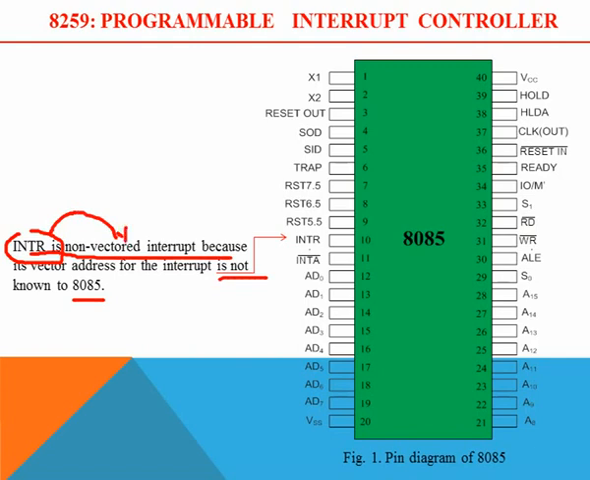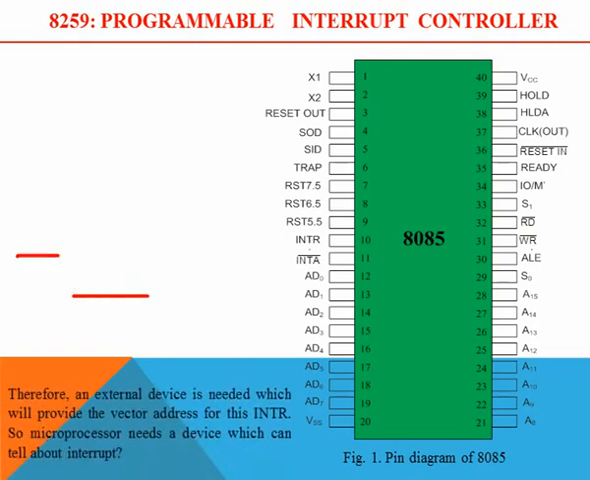Now we will see the need of 8259 PIC for microprocessor by a simple example of a real life problem by animated graphics. Since the vector of INTR is not known to 8085, an external device is needed which will provide the vector address for this INTR. So the microprocessor needs a device which can tell about the interrupt.